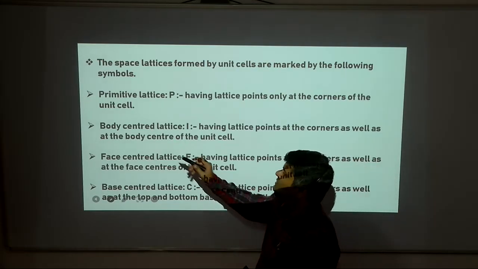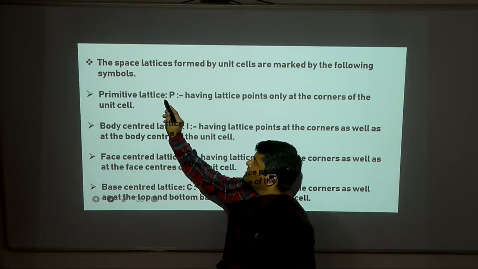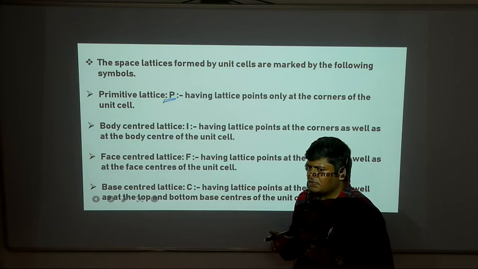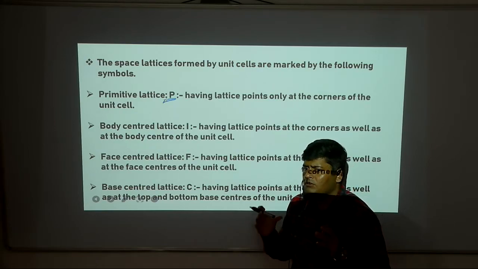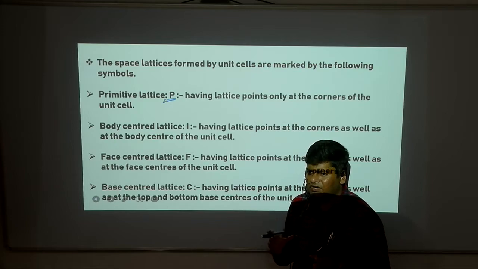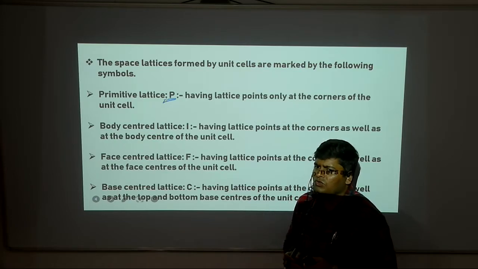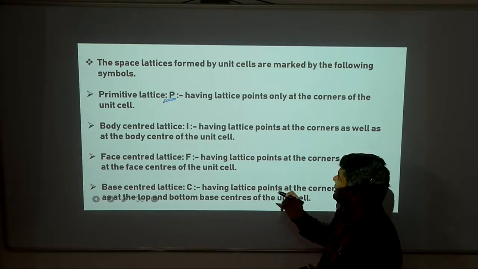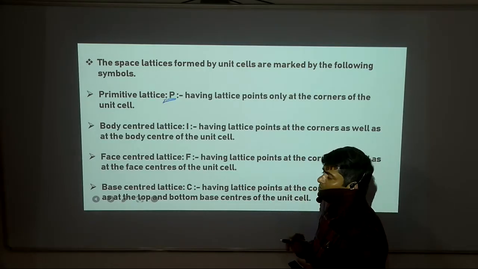So the first one is a primitive lattice, which is represented by P, and this primitive lattice is an arrangement of atoms or points. Basically it is a point. Okay, an arrangement of points in a 3-dimensional space. So this P has the lattice points only at the corners of the unit cell.